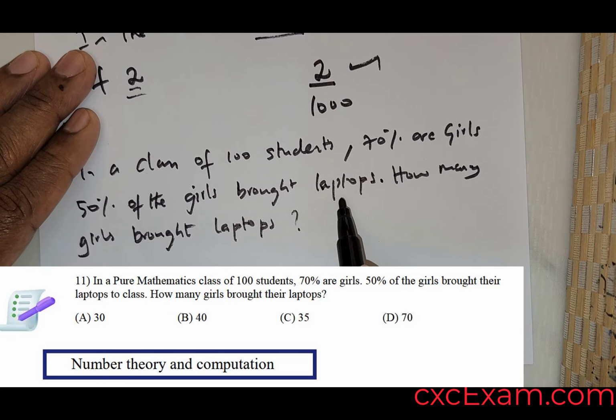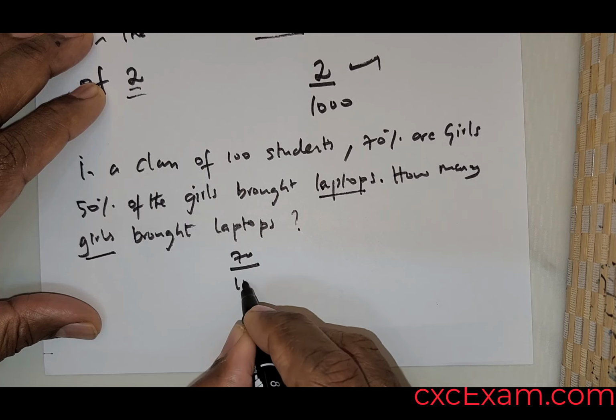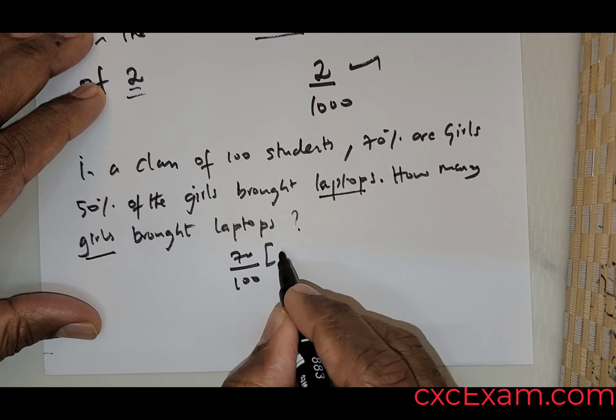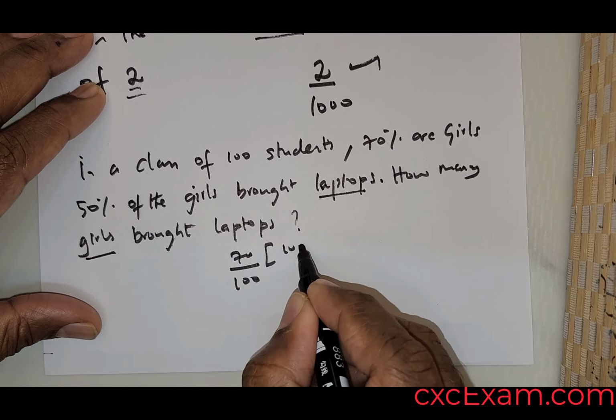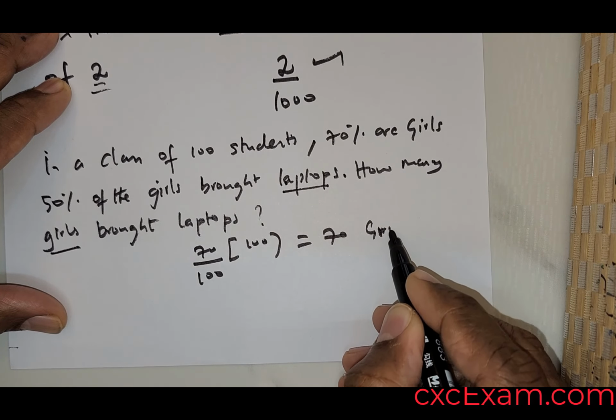50% of the girls, they bring their laptops. We are expected to find the number of girls. So first, 70% means 70 over 100 of 100 students. So this means 70 are girls.